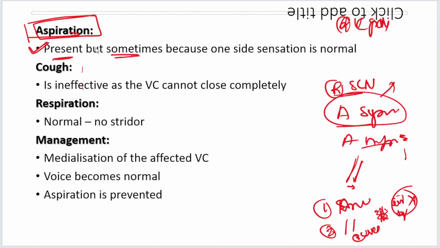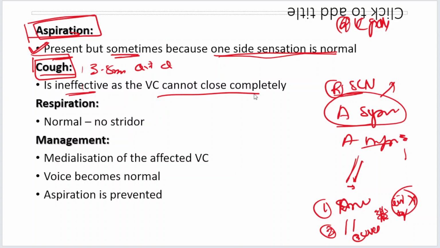It's not the main feature, but one of the presenting features, that cough is present sometimes because the other side is normal. It will try to compensate. The left vocal cord is also normal, so it will try to compensate. It will try to bring down the glottic gap as much as possible. Cough is ineffective. Now the one vocal cord is not moving at all and it's in a cadaveric position, 3.5 millimeters from the midline. So airtight closure will not be possible. So cough is ineffective as the vocal cord cannot close completely. Okay. So aspiration and cough will be present.